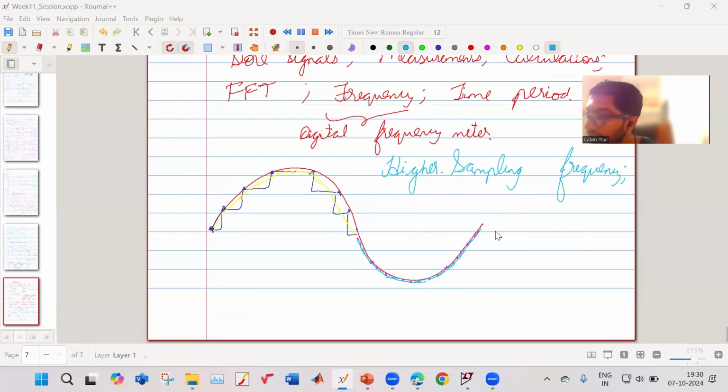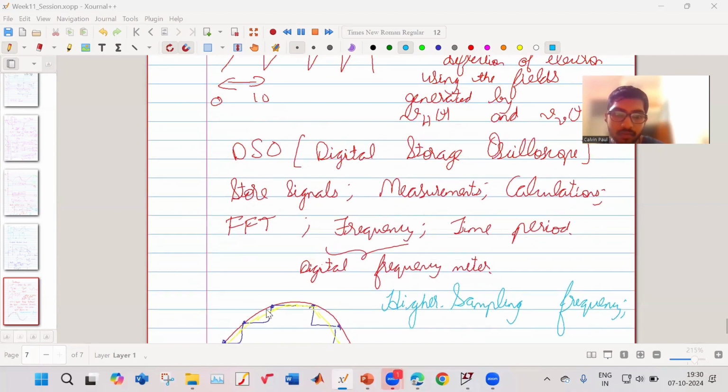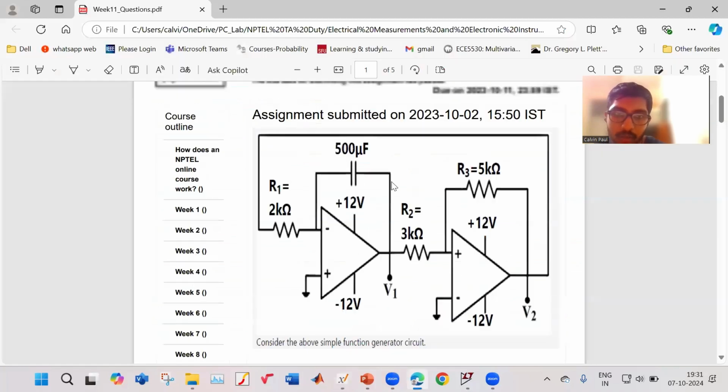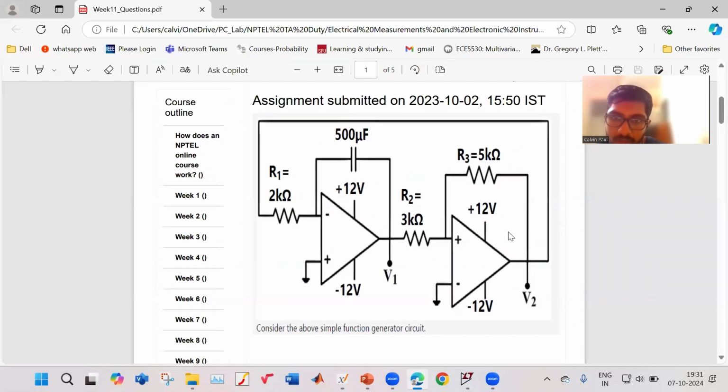So now, are there any doubts in this part? Okay. So if there are no doubts, I will start the problem solving session. Okay, we will solve some sums.